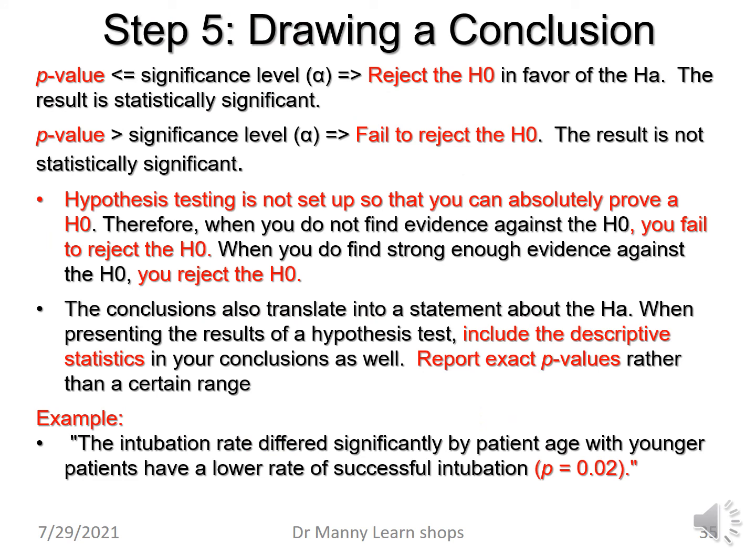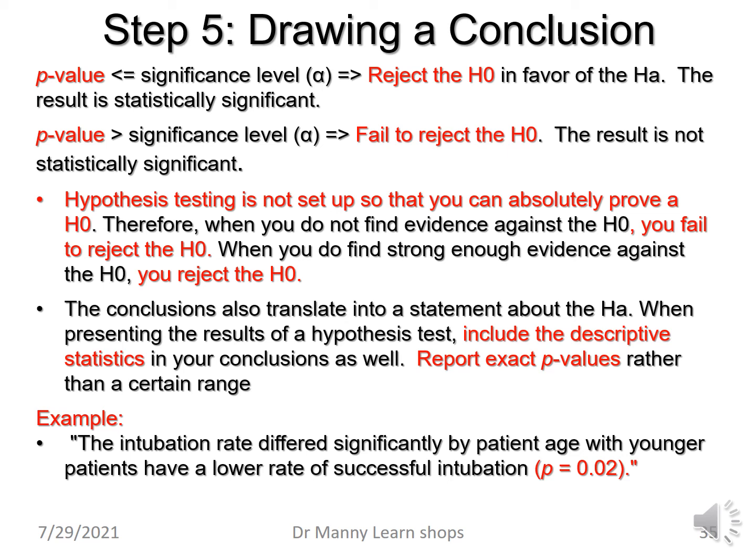In step 5, where we draw a conclusion, we consider the p-value. If it's less than or equal to the significance level, the null hypothesis is rejected in favour of the alternative hypothesis because the result is statistically significant. If the p-value, however, is greater than the significance level, then we fail to reject the null hypothesis because the result is not statistically significant.